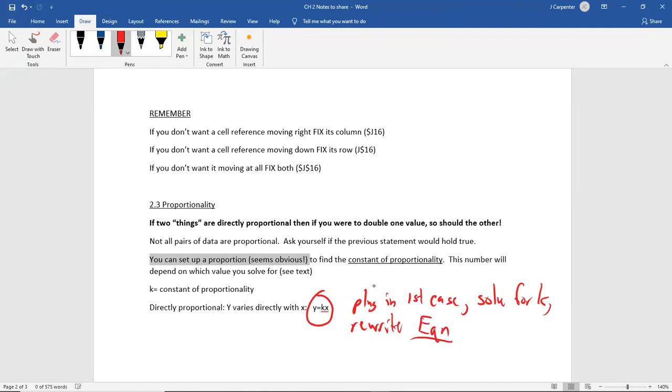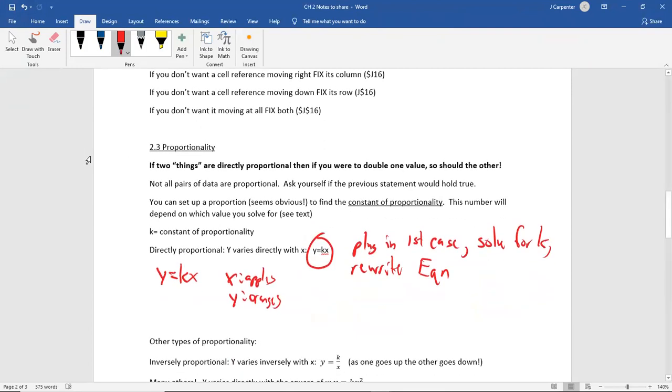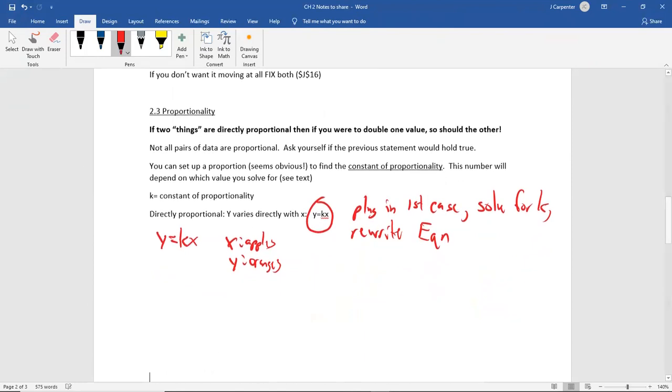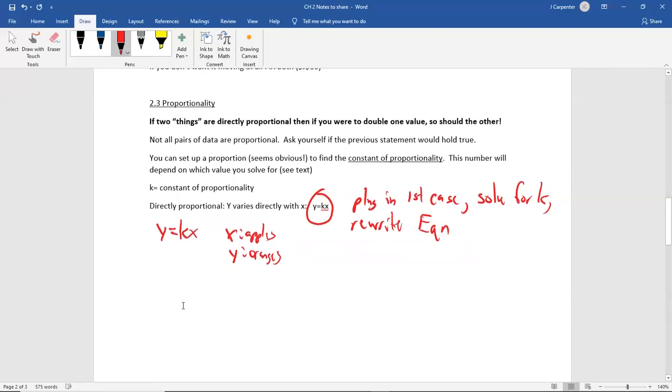EQN means equation. So the first thing you'll write is Y equals KX, if you think 2 things are directly proportional. Then to the side, you would say X is the number of apples and Y is the number of oranges. Maybe you decide to call them opposites of each other, X the oranges and Y the apples. That's okay. There's nothing wrong with that for direct proportionality, thankfully. It can matter for more complicated ones.